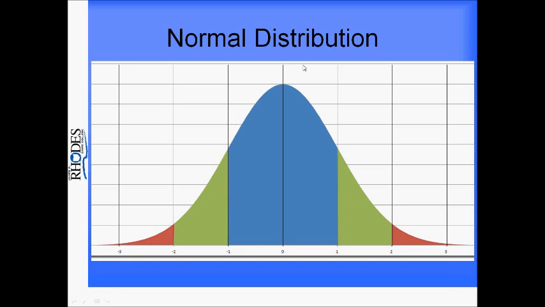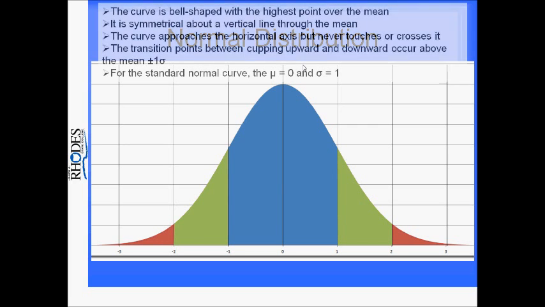First of all, we need to know what is the normal distribution, and many of us have probably seen this but never realized what it was. This is called the normal curve or normal distribution. There are characteristics, things that are important, assumptions that are made about the normal distribution.